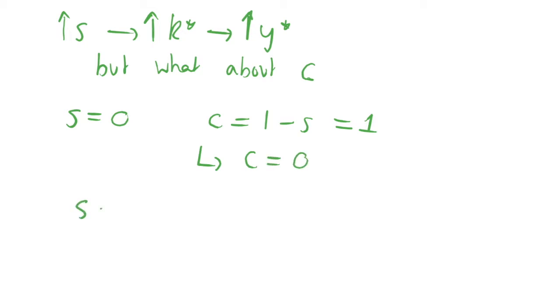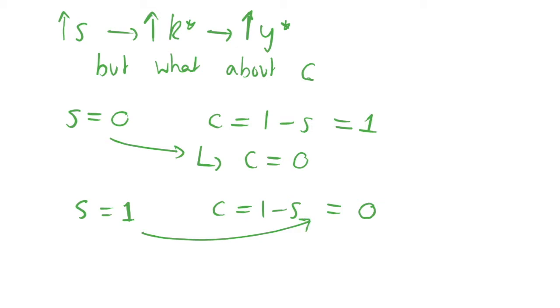Now, what about if savings equal 1? The other end of the spectrum, everything is saved. This simply means consumption, again, is 1 minus savings, and consumption will equal 0. Everything's saved, so nothing is left to consume. So if savings are 0, consumption is 0. If savings is 1, consumption is 0.